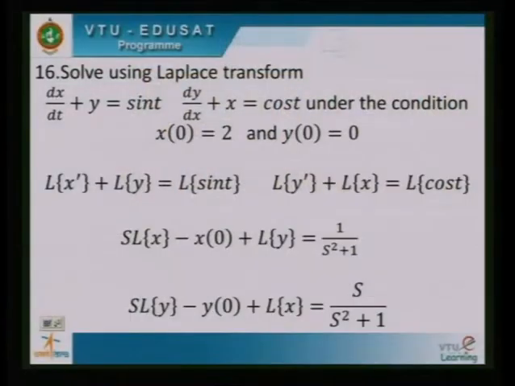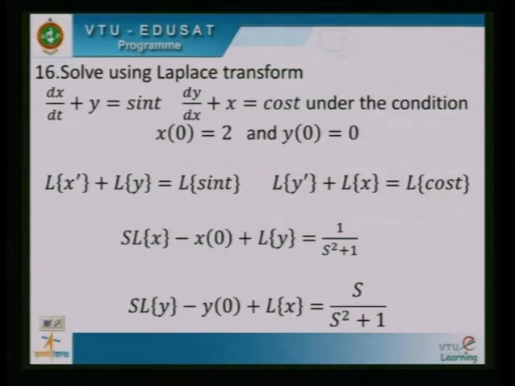Today I am going to continue solving problems regarding the Laplace transformation, that is, applications of the Laplace transform, where you have to solve simultaneous equations. Solve using the Laplace transform method dx/dt + y = sin t, dy/dt + x = cos t, under the conditions x(0) = 2 and y(0) = 0. Using these two equations, you have to find x and y under the conditions x(0) = 2 and y(0) = 0.